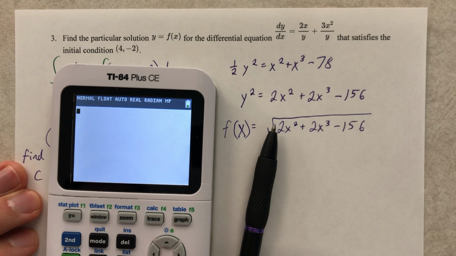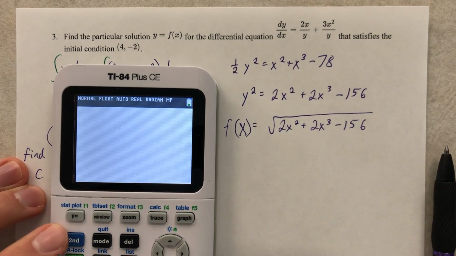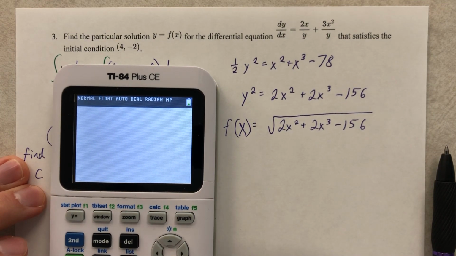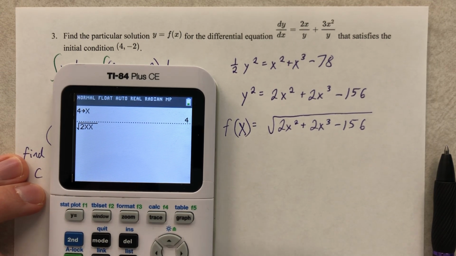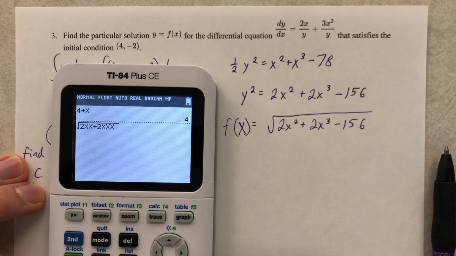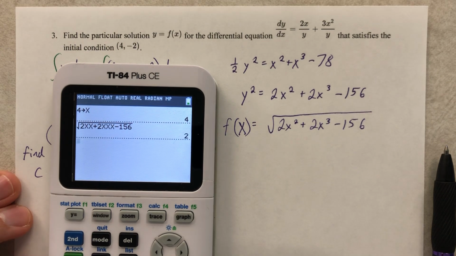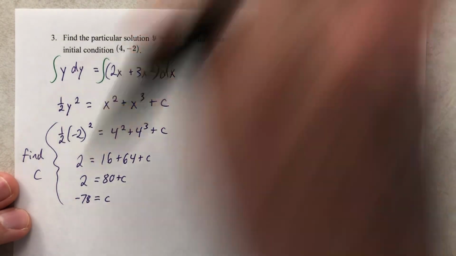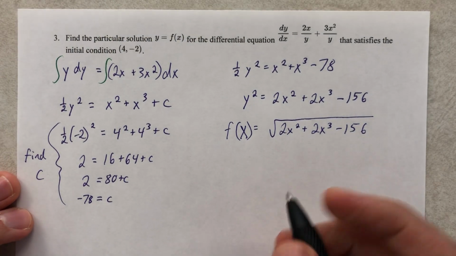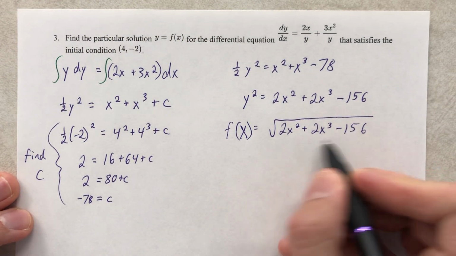This is kind of a silly exercise, but let's do it this way. We'll store 4 as x, and then we'll go square root of 2x squared plus 2x cubed minus 156. What are we going to get? We better get negative 2. Crap. We didn't. Well, we have a problem then. No, we don't. It's easily solvable. In the process of doing all this, we should get a negative 2.